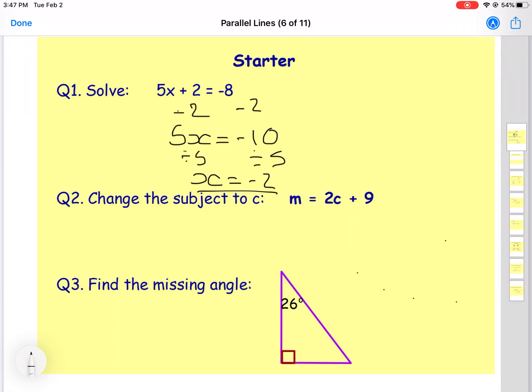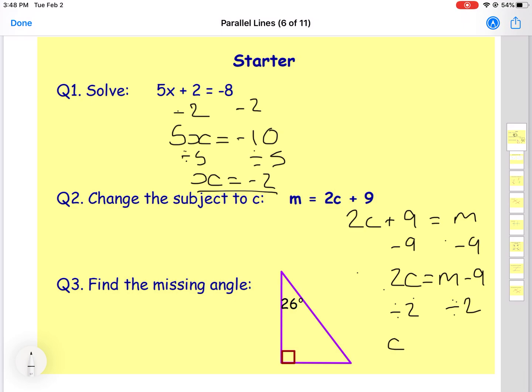Question 2, we want to change the subject to c. C is on the right hand side, so I would swap over the sides first of all to make that 2c plus 9 equals m. Then take away 9 from both sides, 2c is m, take away 9. Divide both sides then by 2, and c is m, take away 9, all over 2.